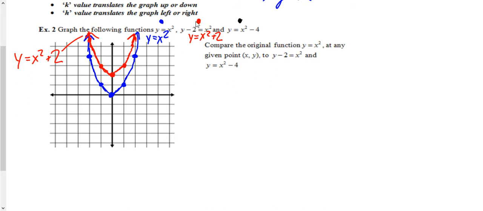For my last equation here, y equals x squared minus 4, well, if you just realize that after your function, plus 2 moved things up 2, minus 4 is going to take my original graph and move everything down 4. So from my original blue, I'm going to move every coordinate down 4. So I got 1, 2, 3, 4. That's going to be my first coordinate.